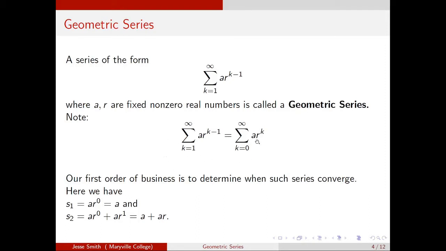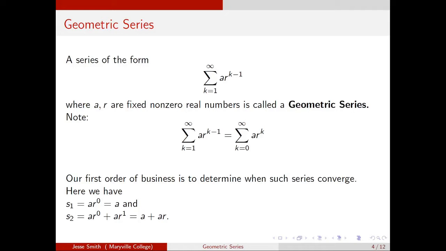If you cannot see that these two summations are equivalent, the way you can convince yourself of this is to expand this side and see what the summation is, and expand this side and see what the summation is. You should get the same thing in both expressions. Thus, they are equal. Our first order of business here is to actually determine when a geometric series converges.